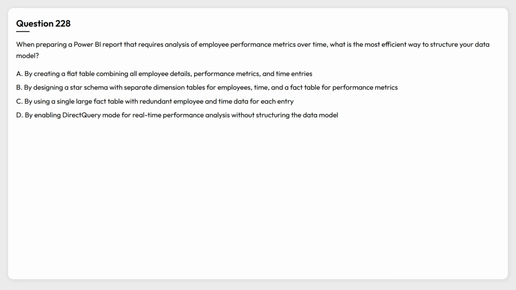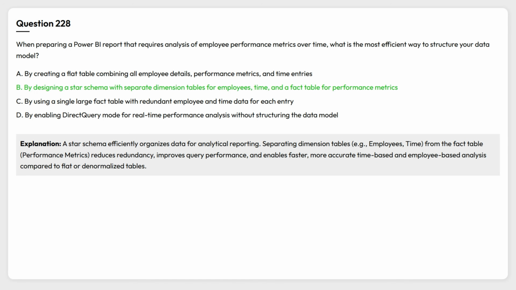Option C, by using a single large fact table with redundant employee and time data for each entry. Option D, by enabling DirectQuery mode for real-time performance analysis without structuring the data model. The correct answer is option B, by designing a star schema with separate dimension tables for employees, time, and a fact table for performance metrics.